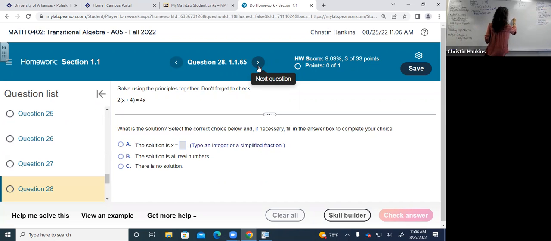So I am notorious for carelessly not distributing that properly. I'll do the 2x, but then I forget to do the 2 times 4. Does everybody understand that that's distribution, that's multiplication? So we get 2x plus 8.